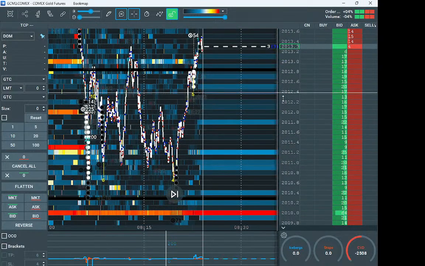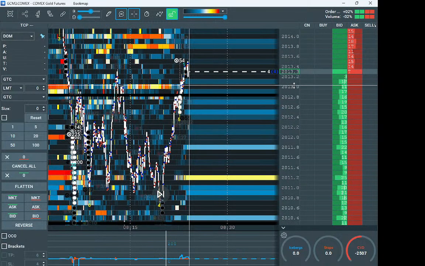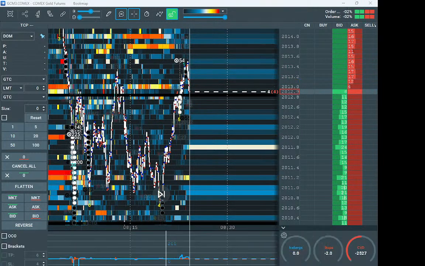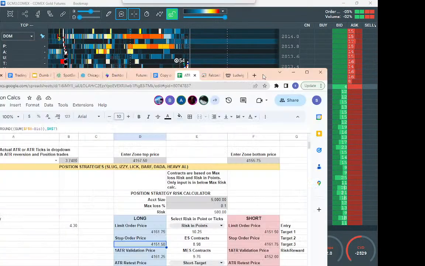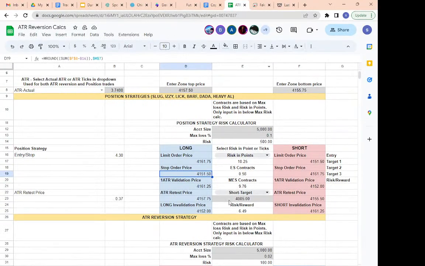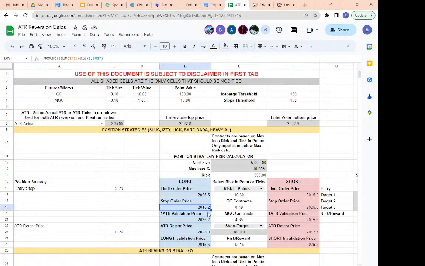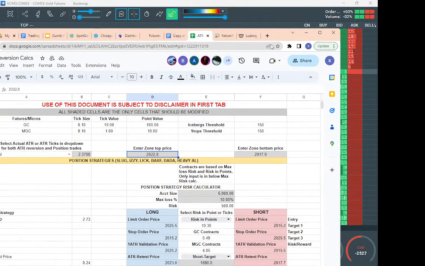2012.8. That's the top of the zone. So you're going to see my old zone in here, and I'll watch the difference here in this stop. So my original stop was up at 215.2. Now I put the new zone in. 2.0218.